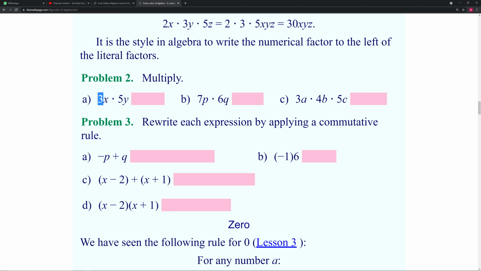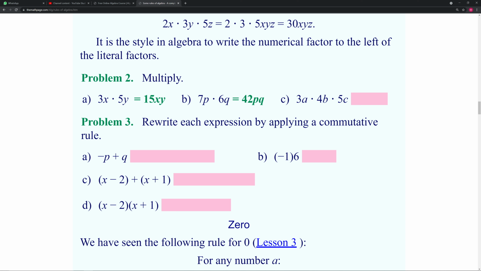So let's first multiply 3 by 5, which is 15. And then we're left with x and y. So that would be 15 times x times y. And we can write that as 15xy. So here is a factor. Here is another factor. And we've got 7p times 6q. 7 times 6 is 42. And then we've got p and q, 42pq.